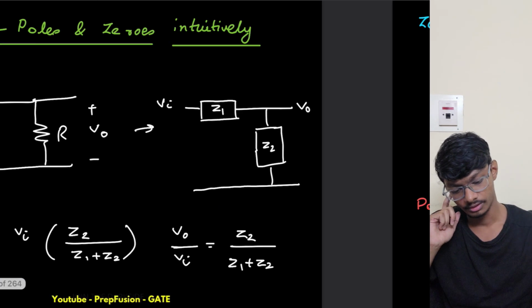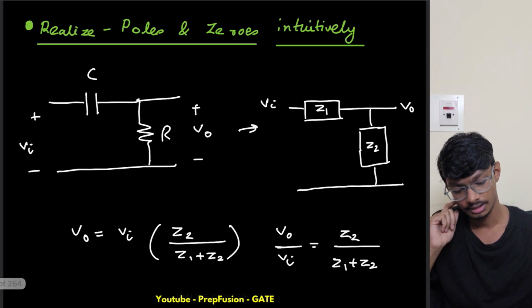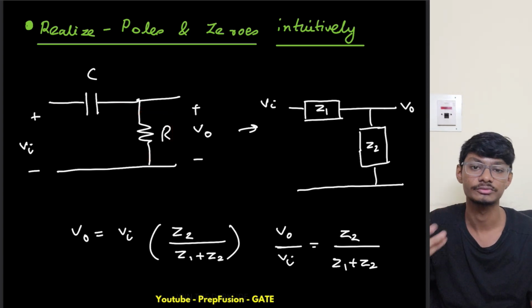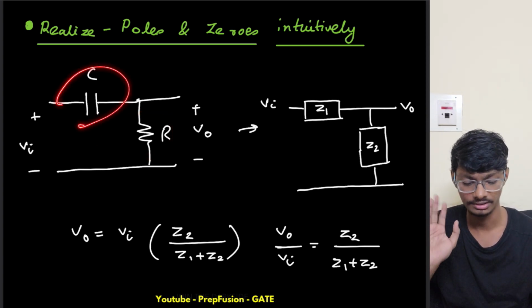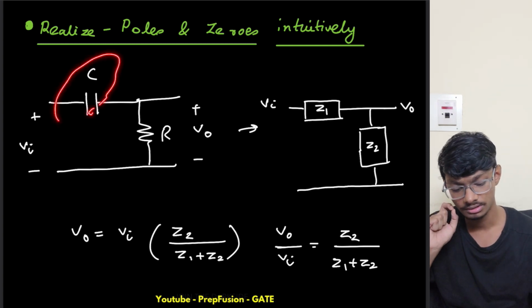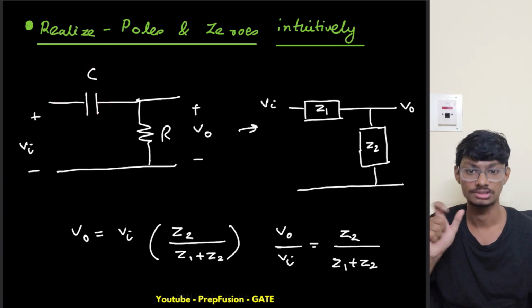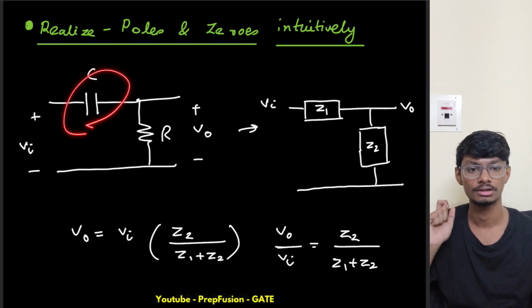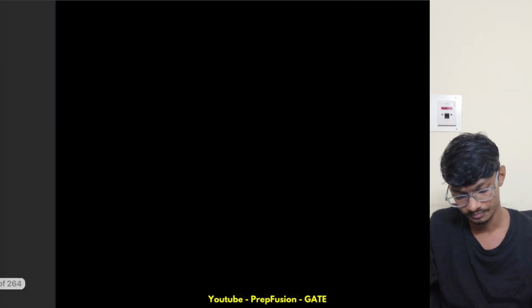Now what I can say is, can I break the link here? Can I short the output? No, because this R is constant. It doesn't change with frequency. I can't short the output. Can I break the link? Yes. At DC frequency, at s equals to 0, this is going to infinity. 1 by cs, at s equals to 0, goes to infinity. So we can break the link.